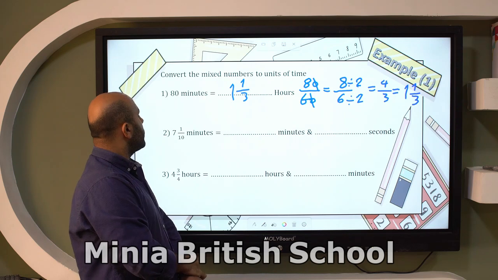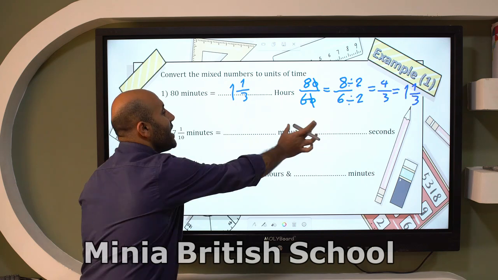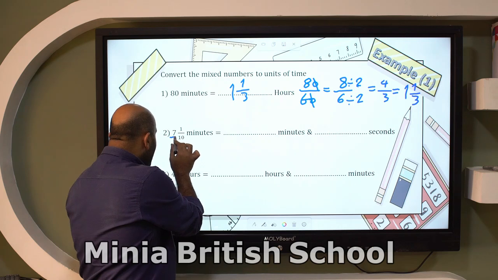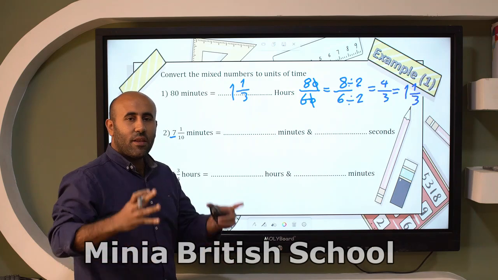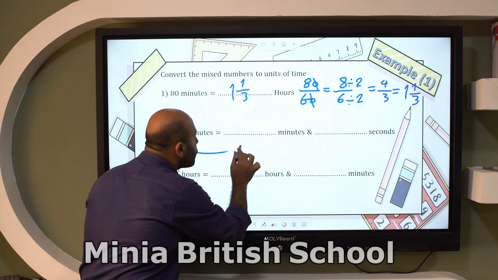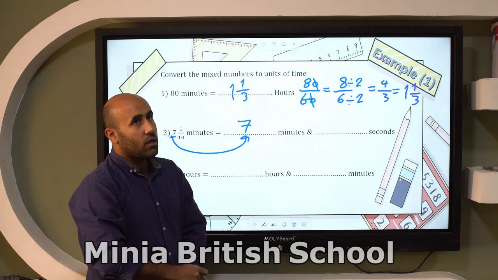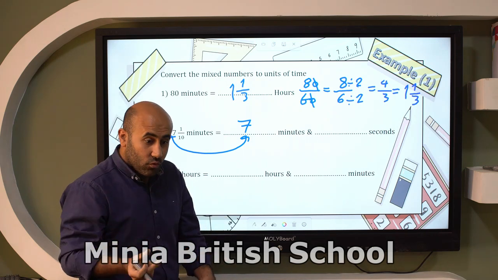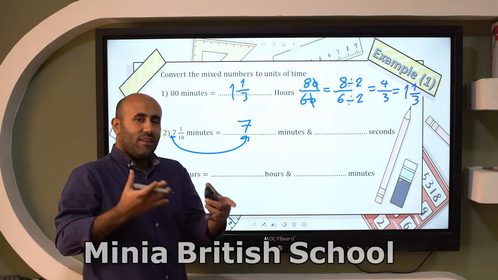I have 7 and 1/10 minutes and I want to convert it. How many minutes and how many seconds? Well, it's simple. First, I have 7 as a whole number. That means I have a whole 7 minutes. Complete 7 minutes. So put the 7 right there. But what about the seconds? I have a fraction, a part of the minute. I must know how many seconds. Well, it's simple. By getting the equivalent.